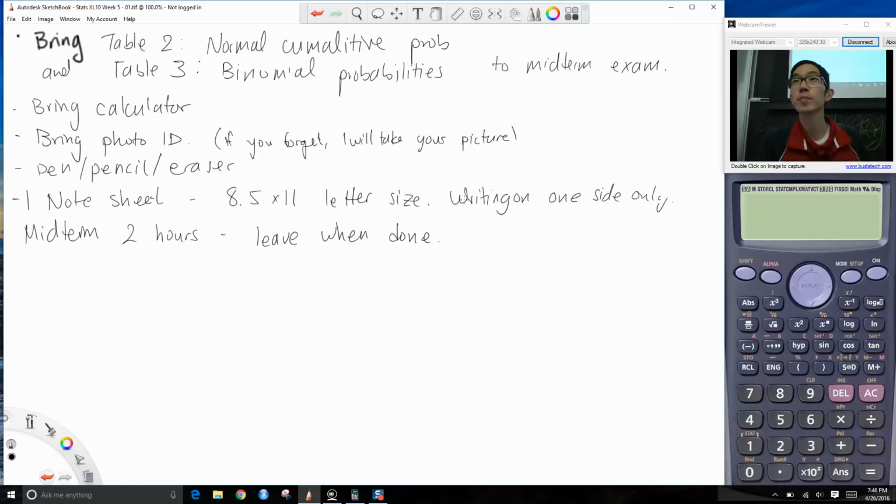Does the note sheet have to be handwritten? It does not have to be handwritten, but it has to be your own creation, okay? You can't have one person making a note sheet and then photocopying it for a bunch of people, okay? So it has to be your own thing. If you want to type up your own note sheet, that's fine. Whatever else you want to do, that's fine. But it has to be your own work.